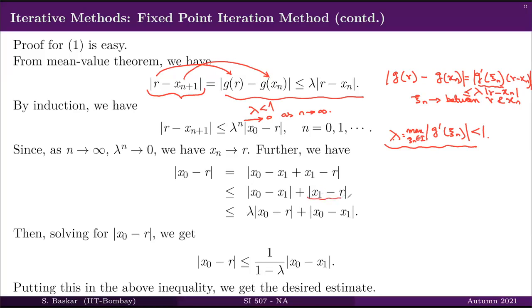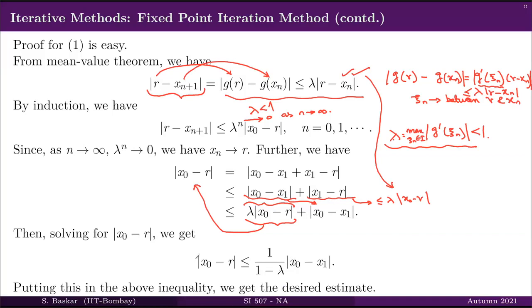And this can be written as less than or equal to lambda times mod x naught minus r, right? So this inequality I am using here. And that is what I am writing as the first term. And the second term is just retained as it is. Now you take lambda mod x naught minus r to the left hand side and then write mod x naught minus r is less than or equal to 1 by 1 minus lambda into mod x naught minus x1, right?